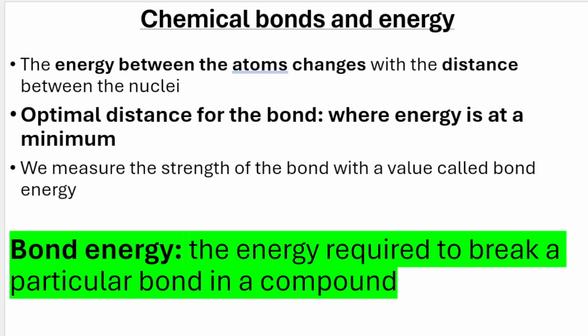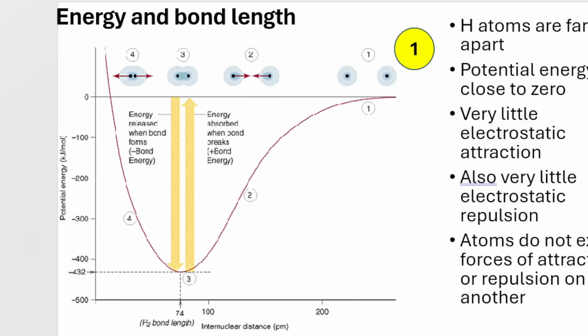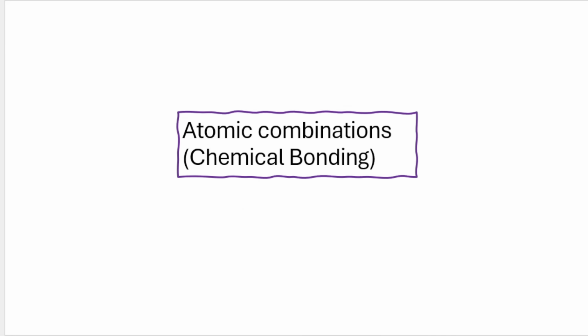And I briefly did mention bond energy and bond length, but again, we will get into that in more detail in another video. And this is what the graph looks like. So the potential energy graph versus the distance between the nuclei. Again, check out the links in the description box below for more videos on this. But I just want you to have a basic understanding of what you can expect in this playlist. So this is what's coming up.